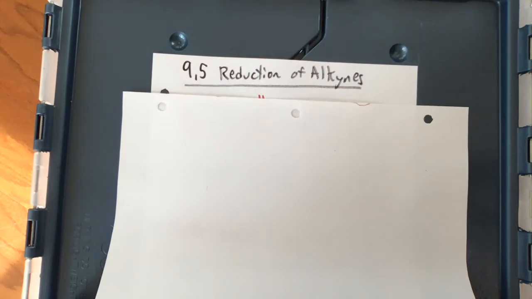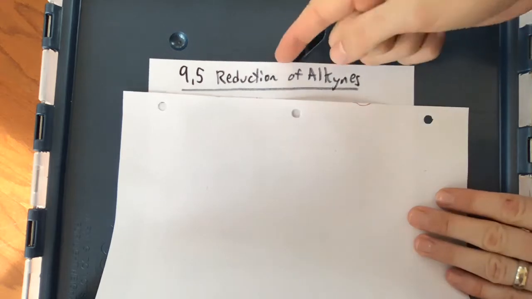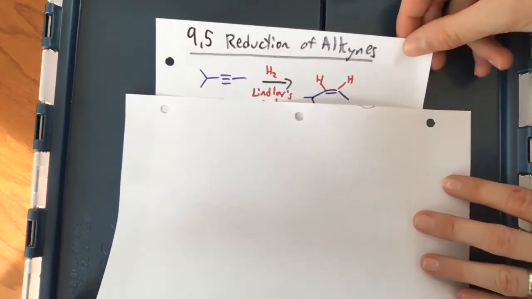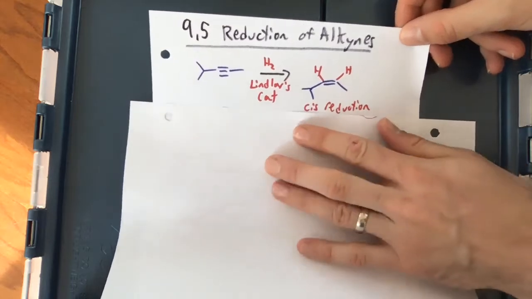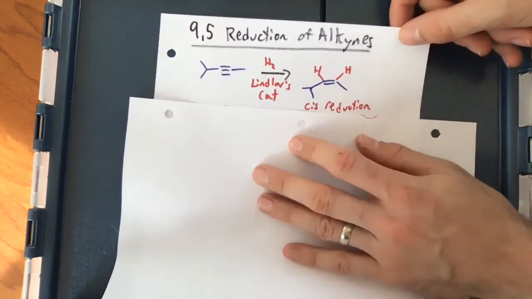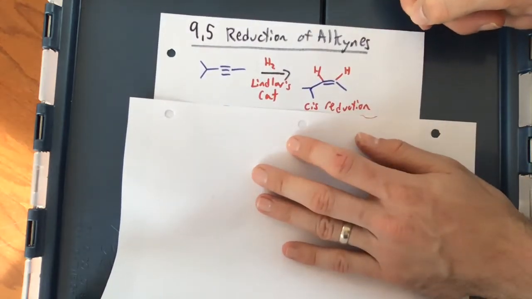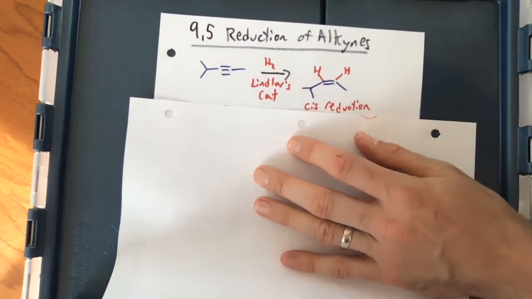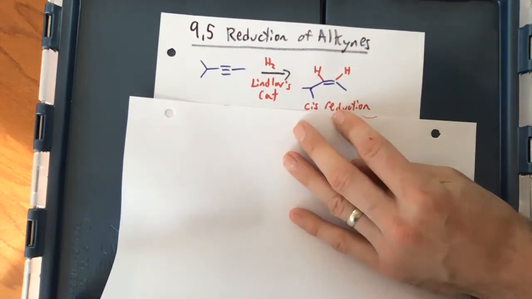And we've already seen one type of alkyne reduction that we covered in the catalytic hydrogenation section, which is the cis reduction, or syn reduction, of alkynes using hydrogen and Lindlar's catalyst to make a cis alkene.